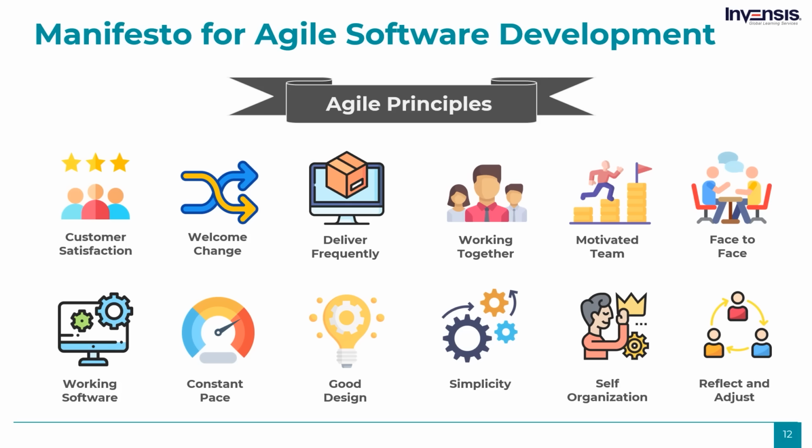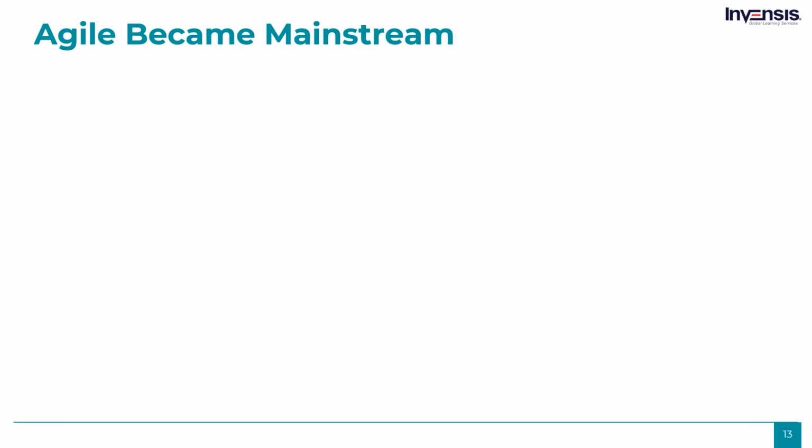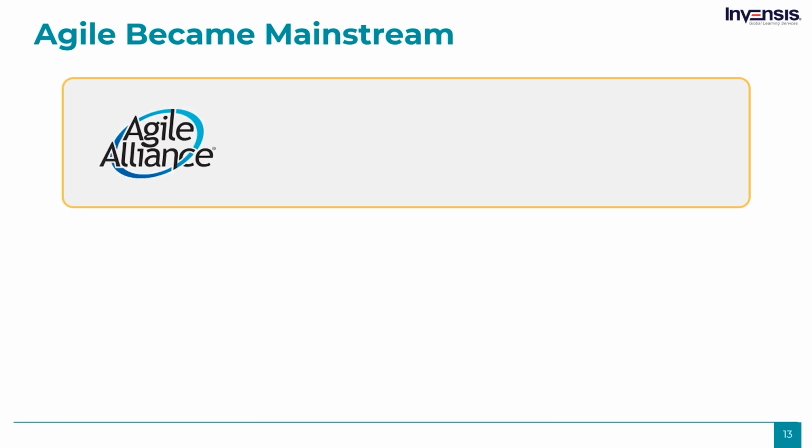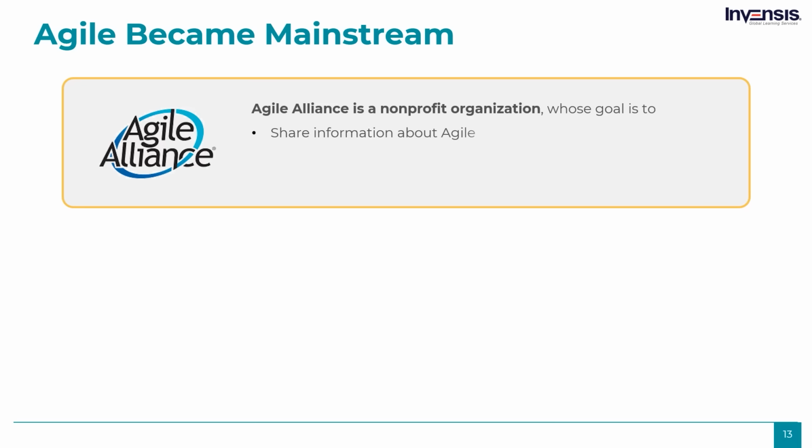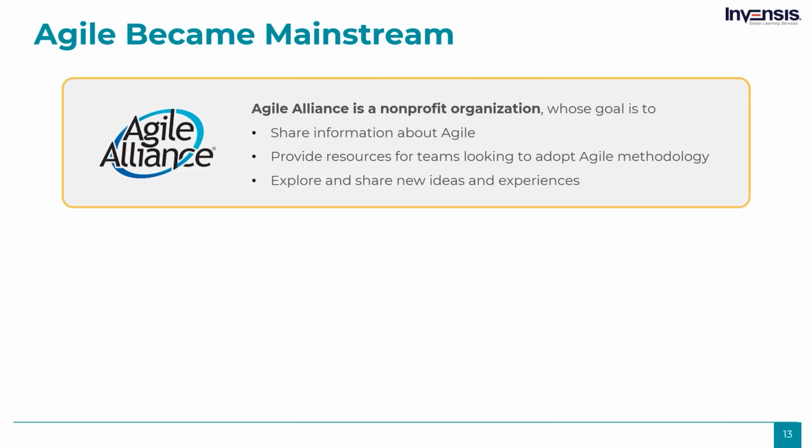These 4 values and 12 principles continue to guide the Agile methodology used by teams today. After the authors got back from Snowbird, they were ready for the next chapter in the history of Agile. That is convincing the world of the value of everything they laid out in the Agile Manifesto. To help spread the word about the Agile Manifesto, they decided to create a more permanent organization, and so the Agile Alliance was born. The Agile Alliance is a non-profit organization where people can share information about Agile, provide resources for teams looking to adopt the Agile methodology, explore and share ideas and experiences.